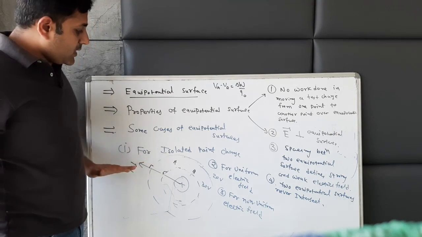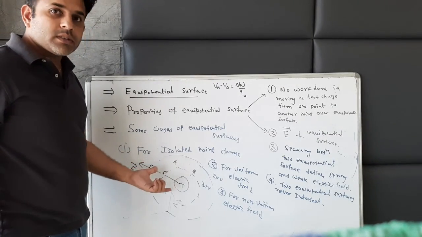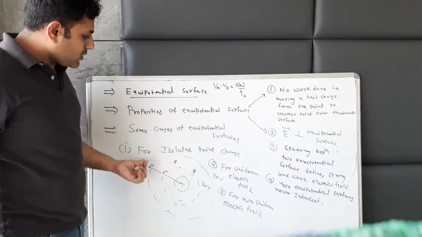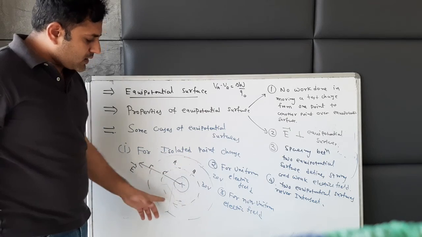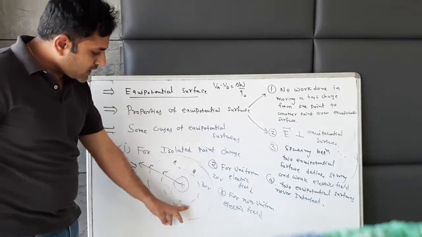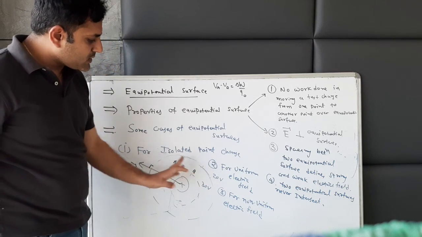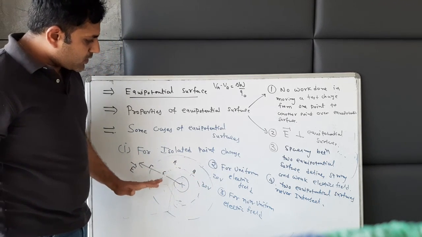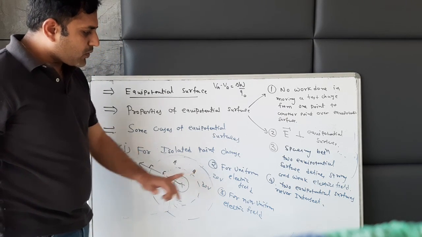Now we see that for different types of charge, the equipotential surface has a different shape. For a single isolated point charge, the equipotential surface is spherical. Here is one equipotential surface. This is the second equipotential surface. These are the equipotential surfaces for a single positive isolated point charge.